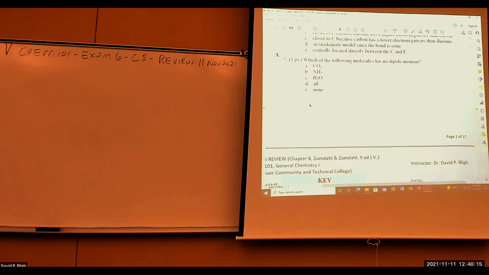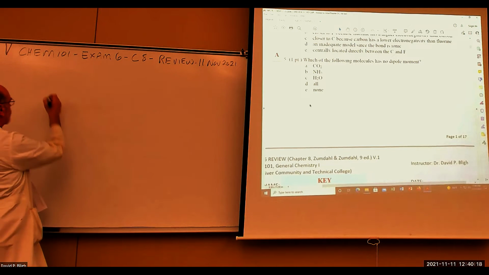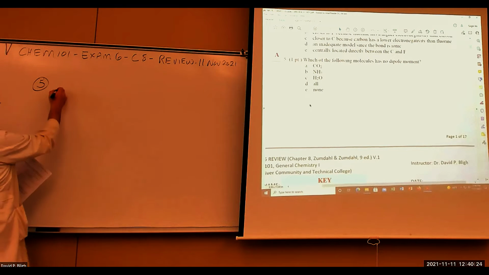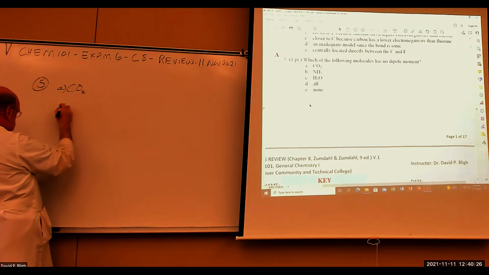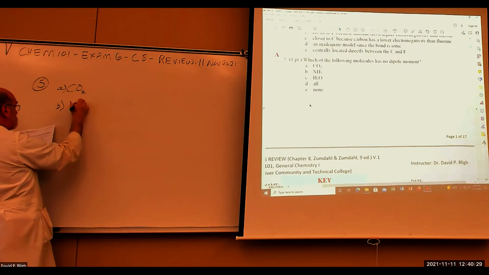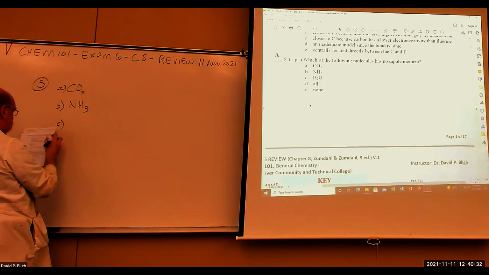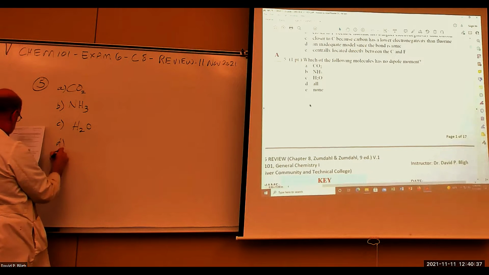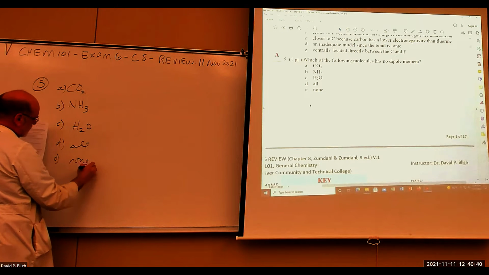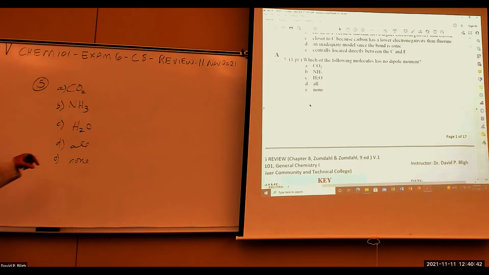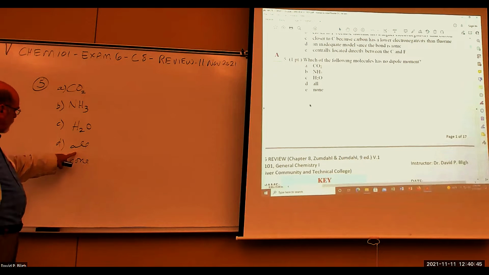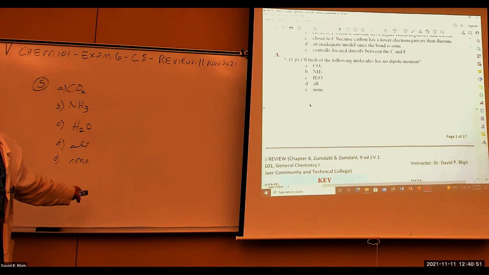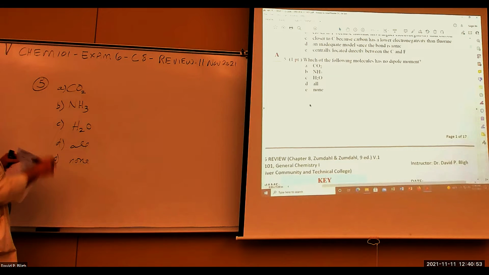Okay. 5. Which of the following molecules has no dipole moment? Okay. So here are our choices. Carbon dioxide, ammonia, water, and D and E's all or none. So this says that all have no dipole moment, or none have no dipole. That sounds like the same answer to me. So let's look at it.